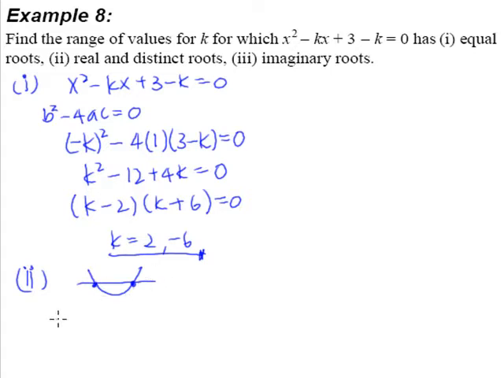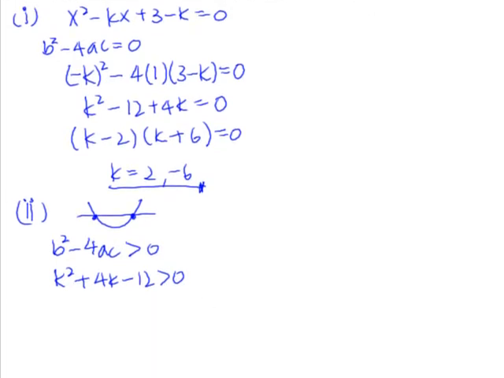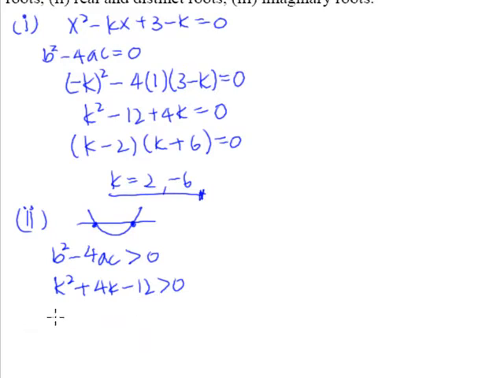So when this happens, it means that our discriminant b squared minus 4ac is greater than 0. Again our b squared minus 4ac will be the same quadratic expression that we had earlier on. So it will be k squared plus 4k minus 12 greater than 0. Now of course what do we do from here? We factorize, and we'll get k minus 2 and of course k plus 6.